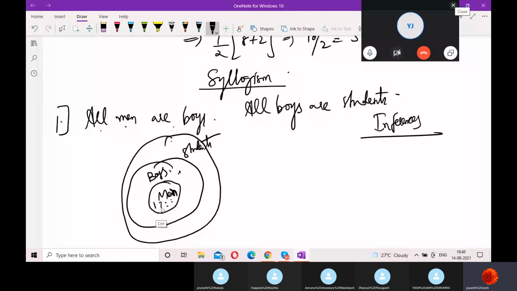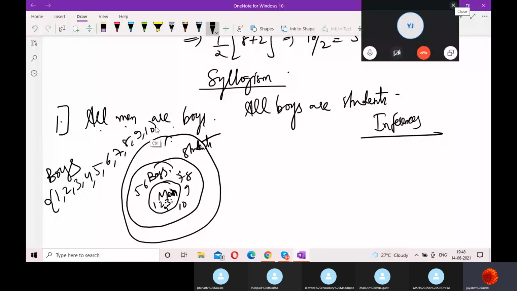So if I say 1, 2, 3, 4, and 5, 6, 7, 8, 9, 10, in these 10 numbers, the boys are nothing but 10 numbers, correct? This full column is the boys column, 1 to 10. And men are how many? Only men, 1, 2, 3, 4. So can I say men is a subset of boys? M is a subset of B or not? Correct or not? Please tell me.